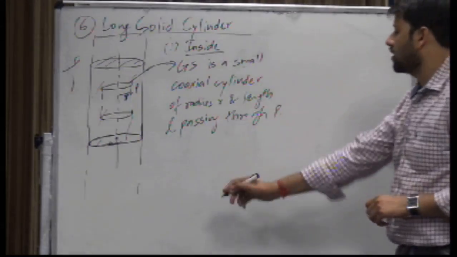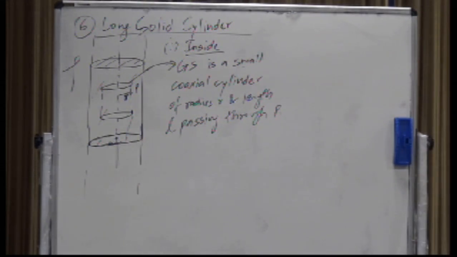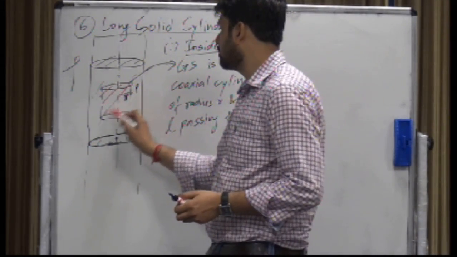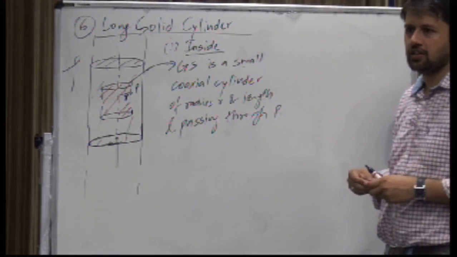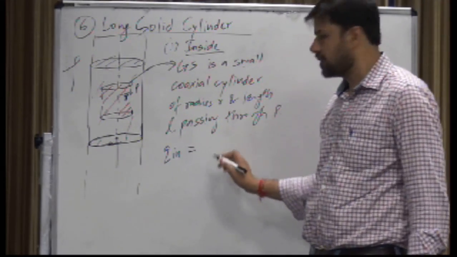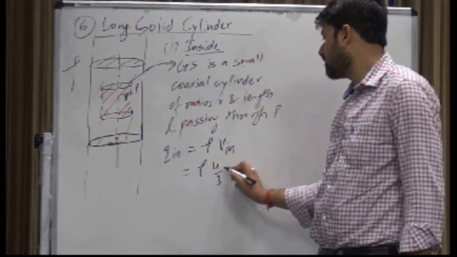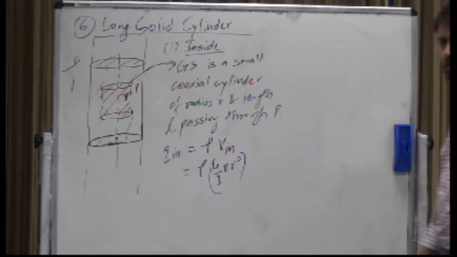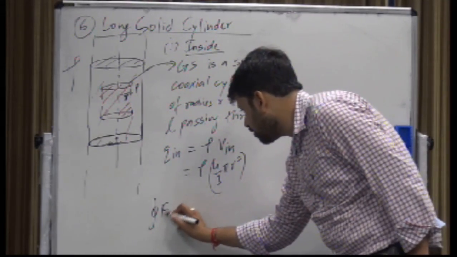So now, for this surface, you need to consider this kind of charge, this portion only, the charge inside. So the charge inside would be how much? Density into volume inside, rho into pi r squared l, right? Okay. And what about E dot dA?